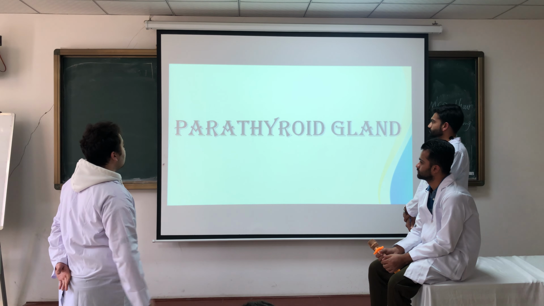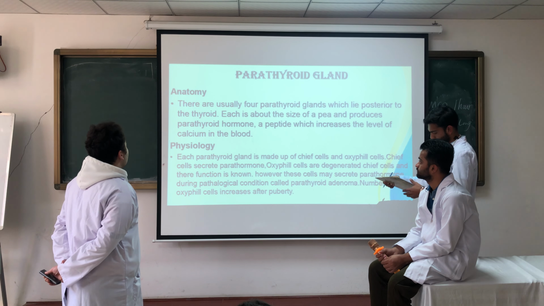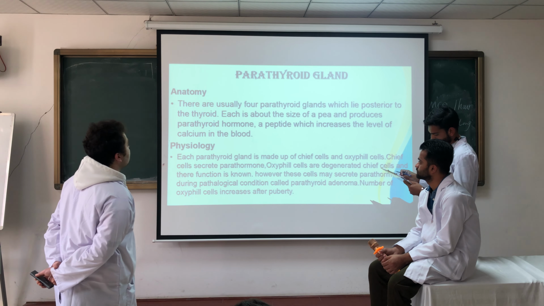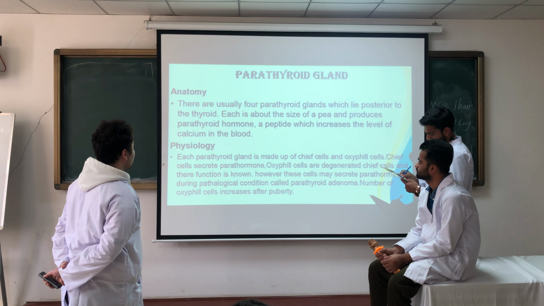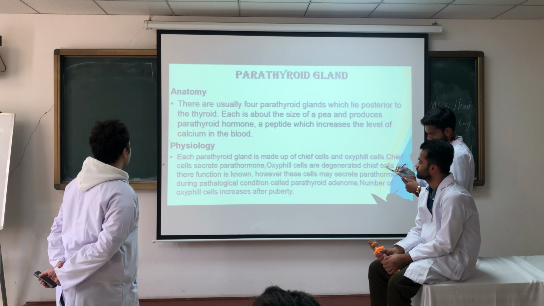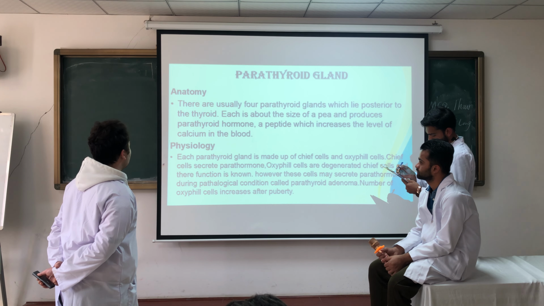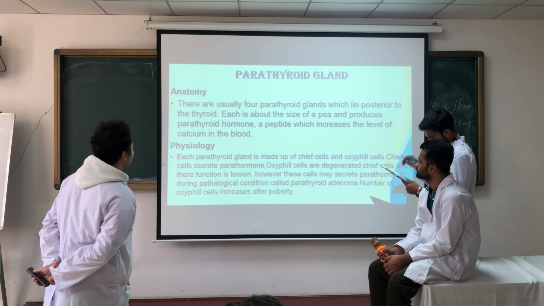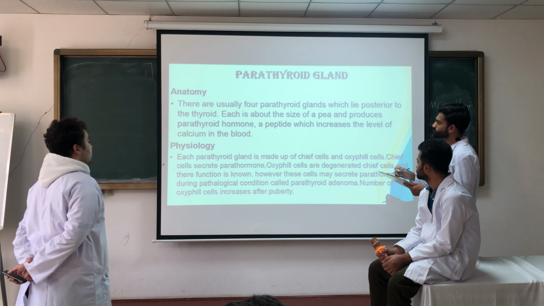So, the parathyroid gland. There are usually four parathyroid glands which lie posterior to the thyroid. Each is about the size of a pea. Parathyroid hormone is a peptide which increases the level of calcium in the blood. Each parathyroid gland is made up of chief cells and oxyphil cells.